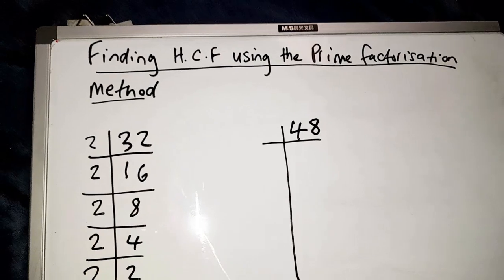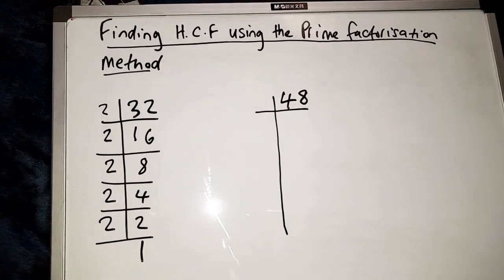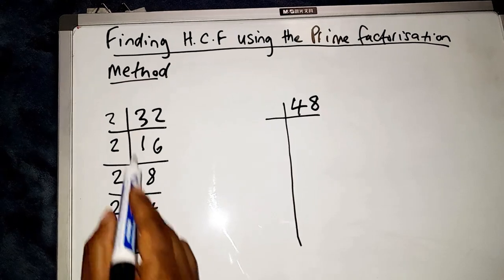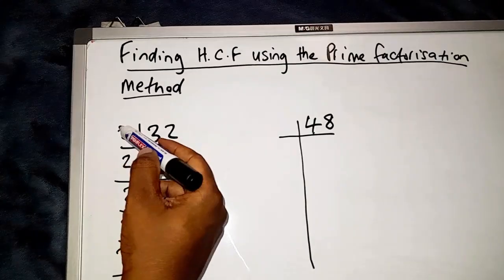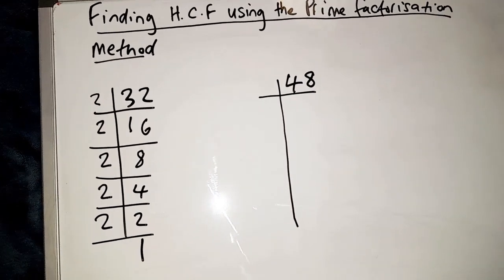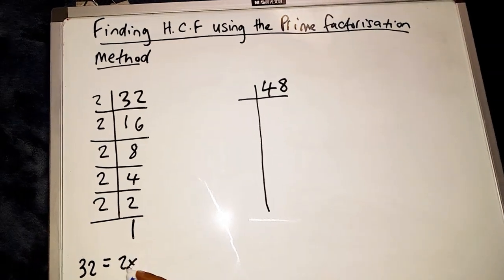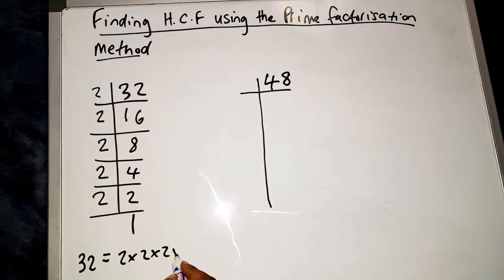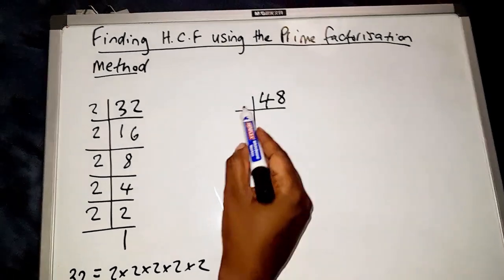So the moment you get to 1, you would have come to the end of the list of those numbers. So that is expressing 32 as a product of prime factors. You can now say 32 equals, you can see this chain, 1, 2, 3, 4, 5. So you can say 2 to the power 5, or you can say 32 equals 2 times 2 times 2 times 2 times 2. So we'll work with this first. Then we go on to 48.